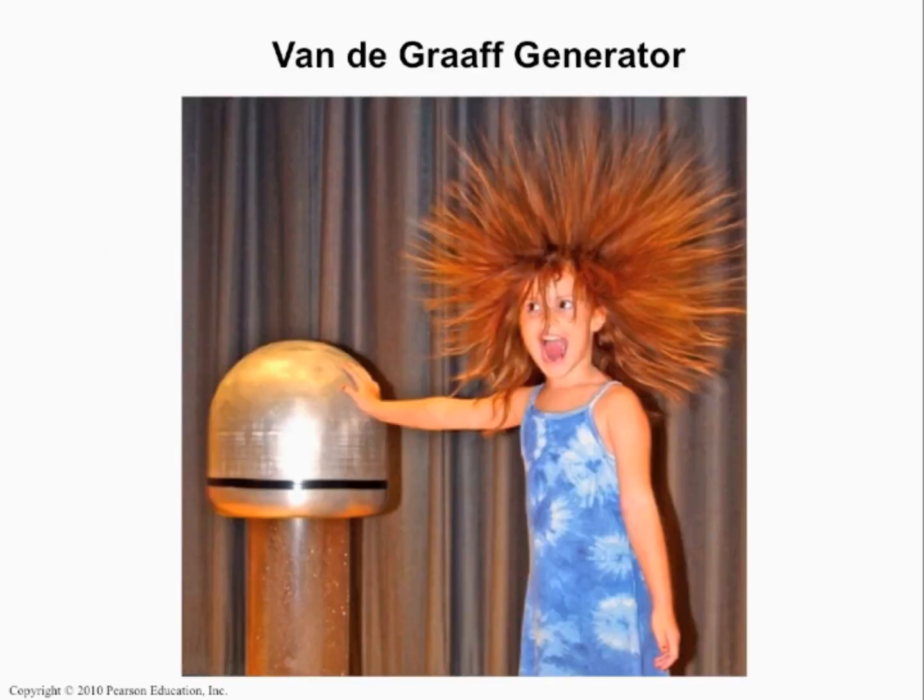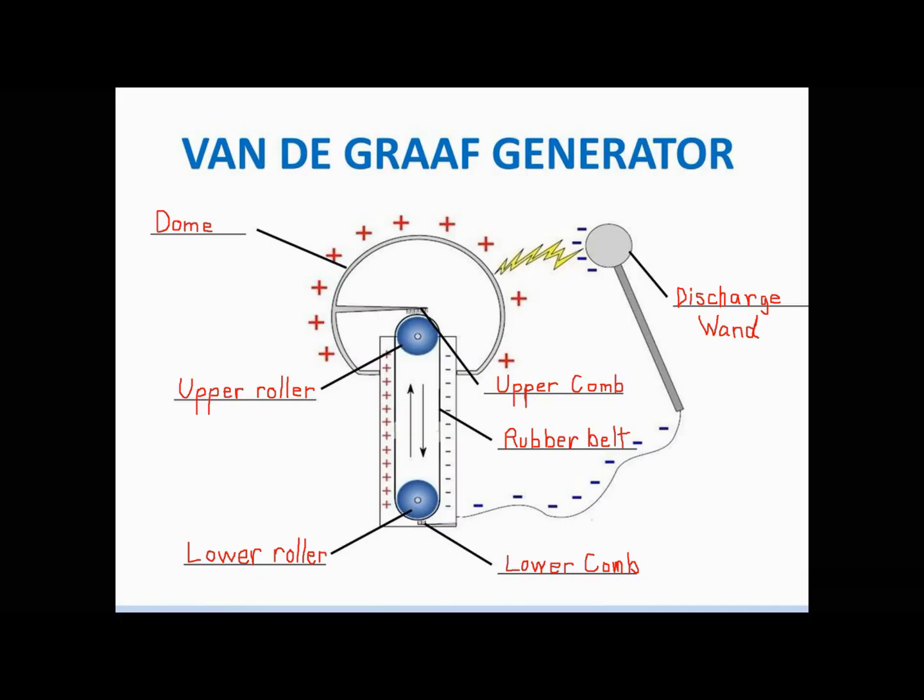This is a Van de Graaff generator, and this girl looks like she's having a great time. I'd like to briefly explain how the Van de Graaff generator works. It's based on the triboelectric series. So the heart of it is really the combination of rollers and belt. When the belt is in contact with the rollers, there's a little bit of friction, and that's how charge can pass from one substance to another, as we learned in the last chapter.